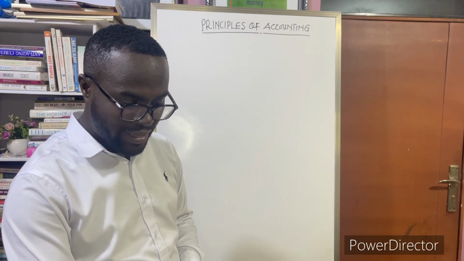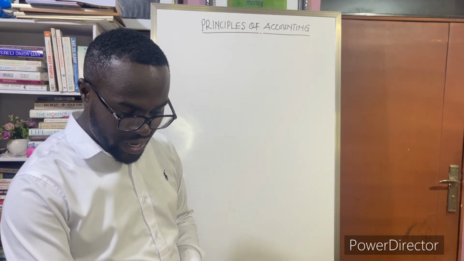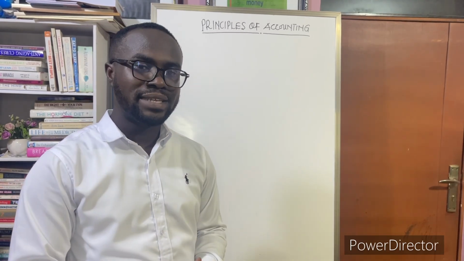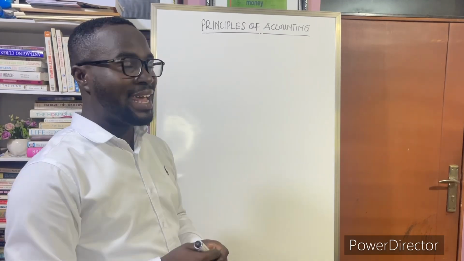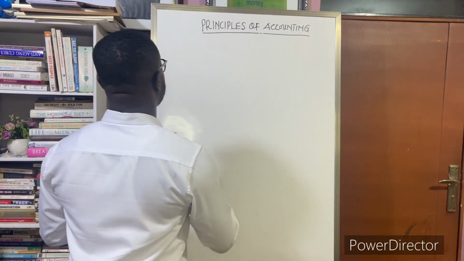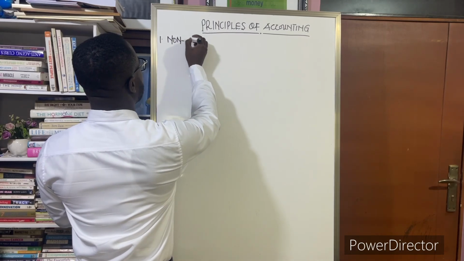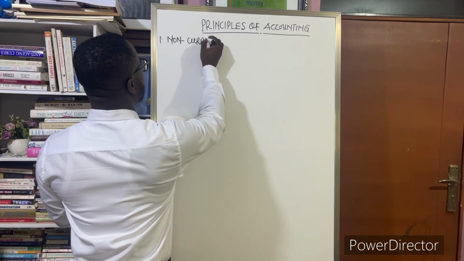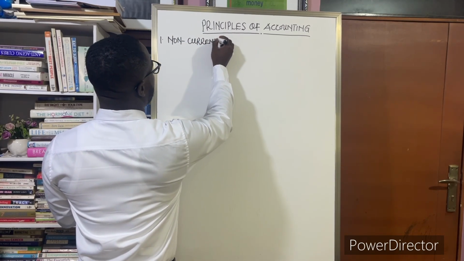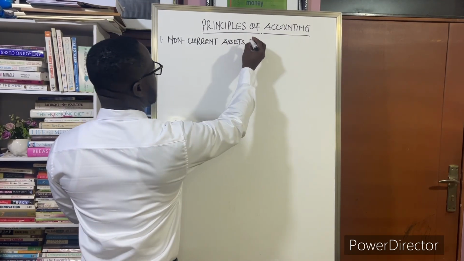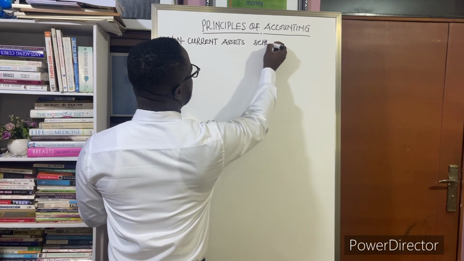So let's move on to the additional information quickly. The first one we have is the depreciation. The moment you see depreciation, what should come to your mind is that you are going to prepare what we call a non-current asset schedule.